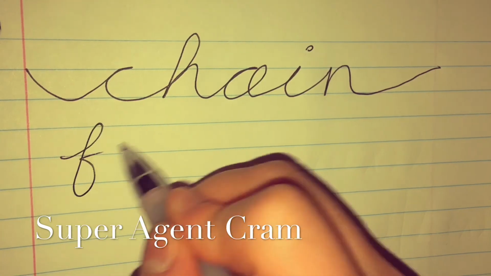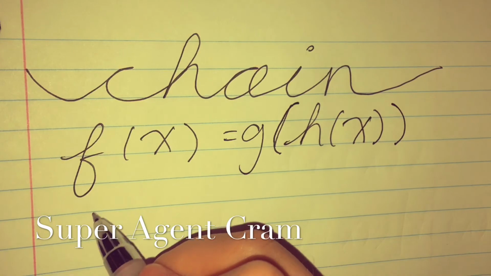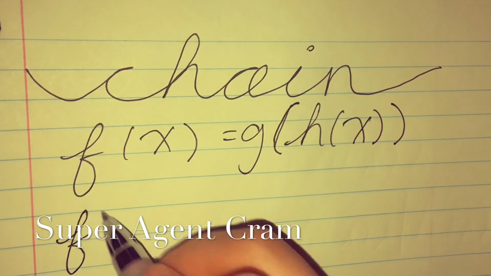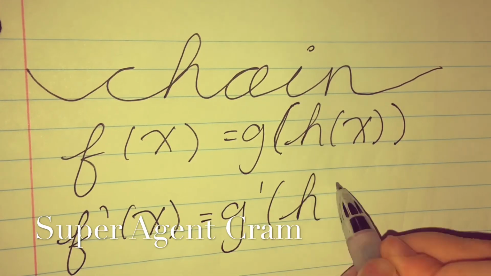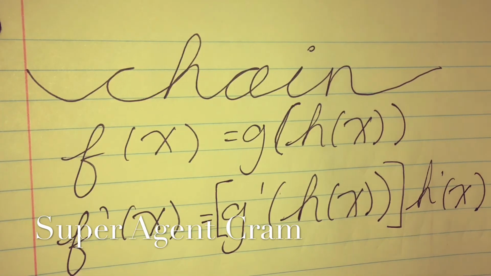The chain rule. If you have a composite function, f of x equals g of h of x, then the derivative of that function is f prime of x equals g prime of h of x times h prime of x.